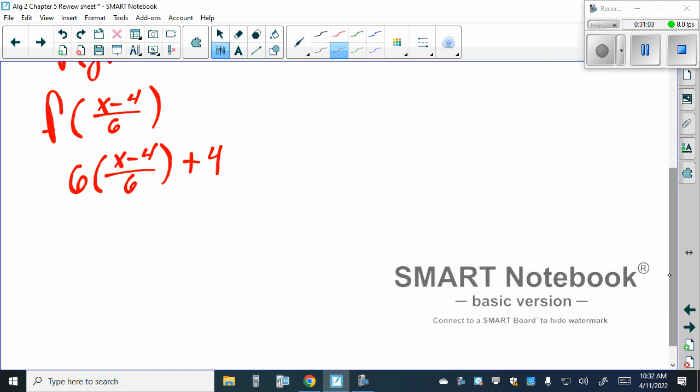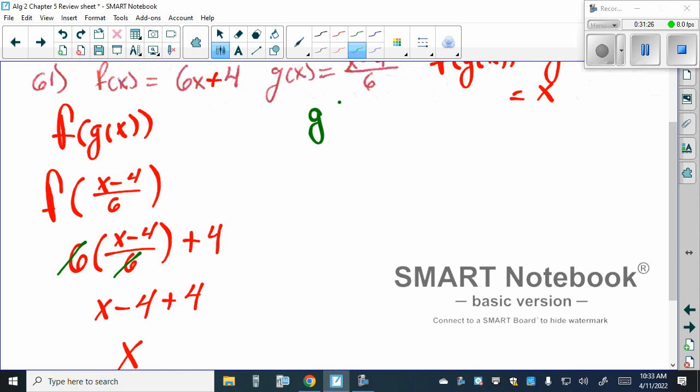Because if we do this multiplication, well, the 6 and 6 will cancel, telling us that we had x minus 4 plus 4 gives us x. Because if we'd left it as minus 4, it would have been x minus 8, which would have immediately told us that no, these are not inverses. But if it was plus, we would get x.